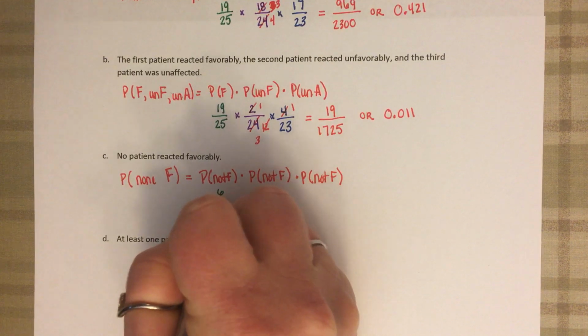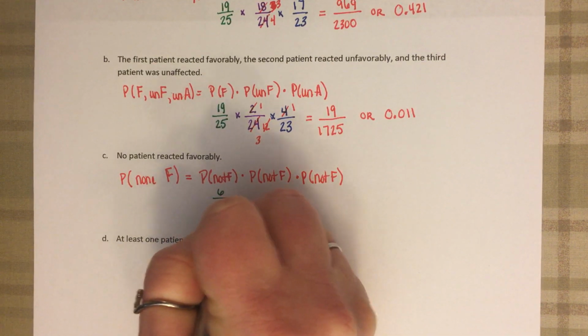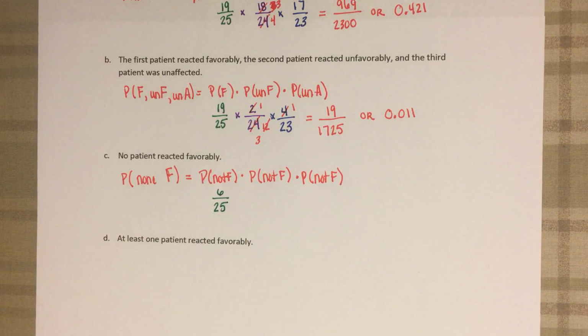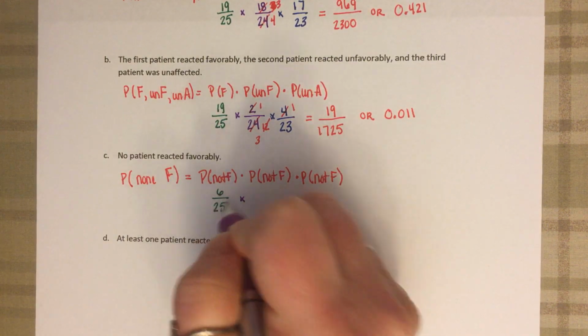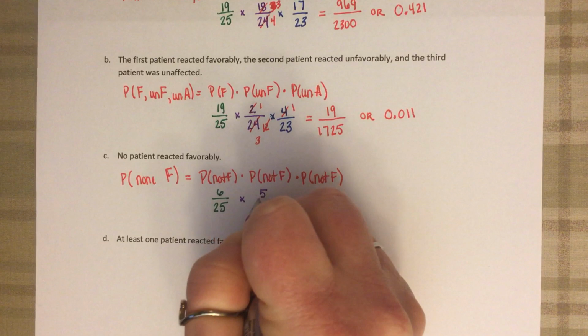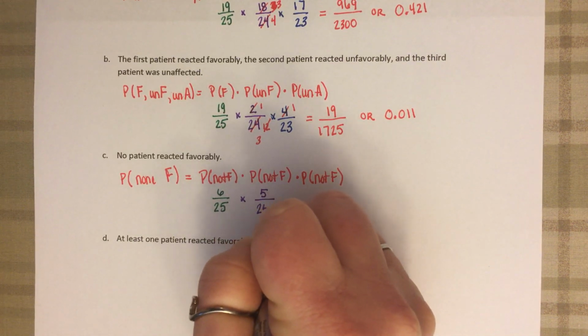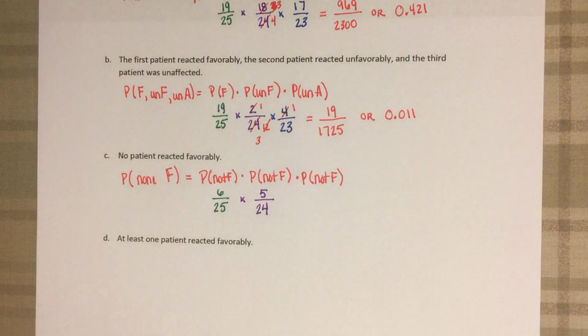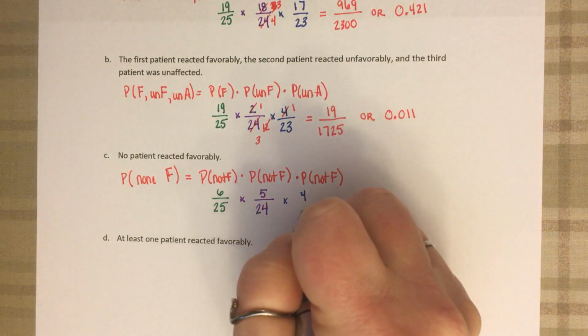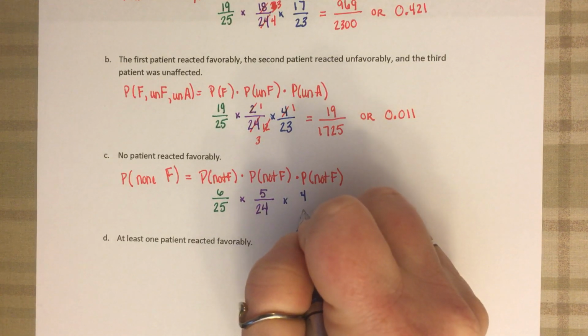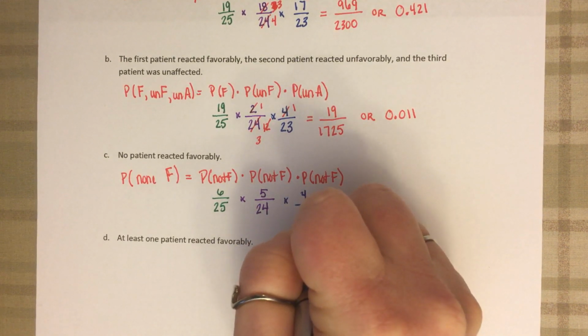So our first probability here is going to be 6 out of 25. Our next probability, well, out of those 6, we've already chosen one, so we have 5 left. Out of that 25, we've chosen one, so we're selecting out of 24. And then for our last one, we're going to take 4, because we've already selected 2 people, out of 23.